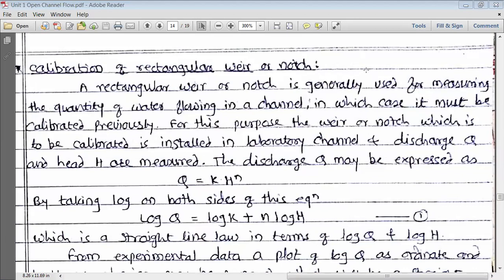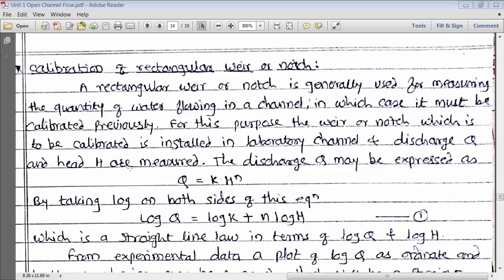A rectangular weir or notch is generally used for measuring the quantity of water flowing in a channel, in which case it must be calibrated previously. Calibration must be done beforehand, meaning we need to know the values of its constants. For this purpose, the weir or notch which is to be calibrated is installed in the laboratory channel. And we measure the discharge and the head.